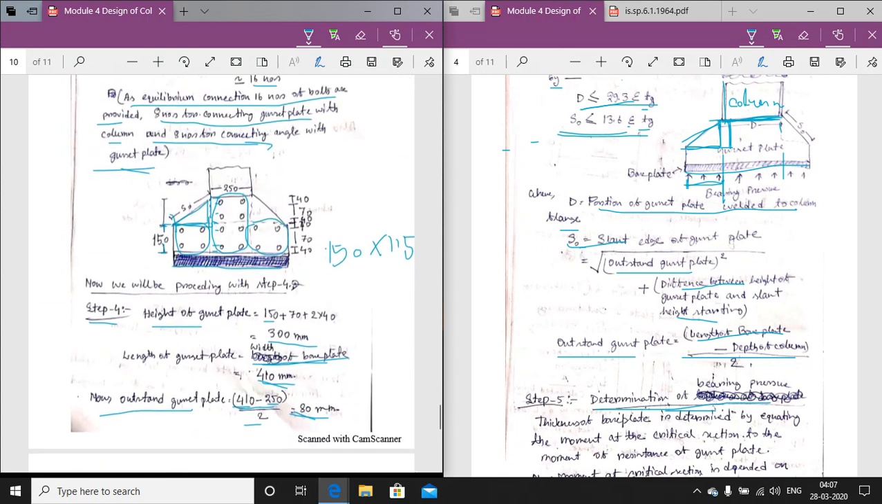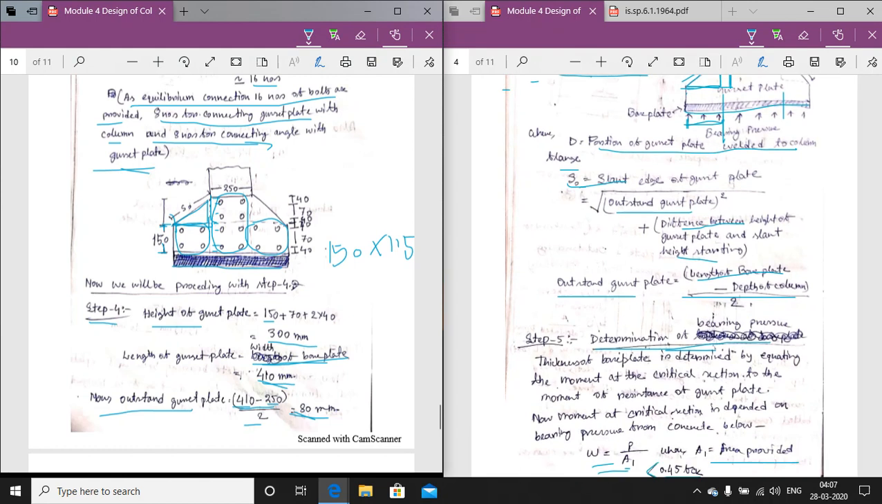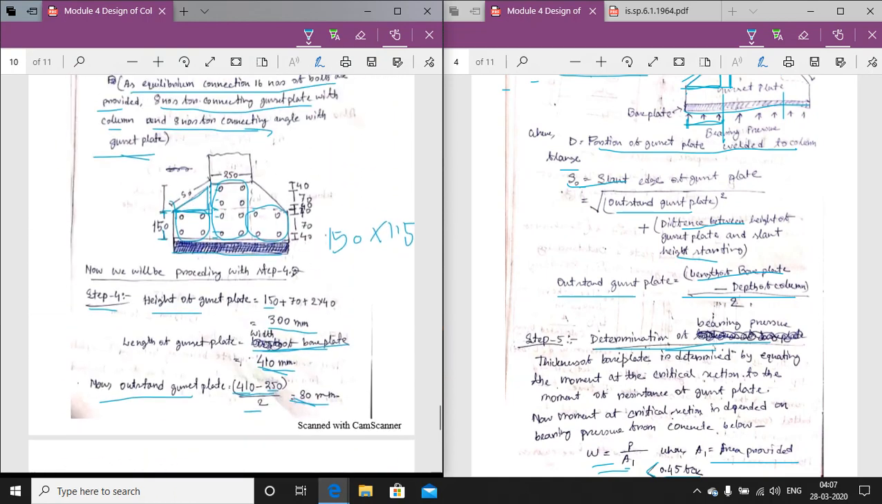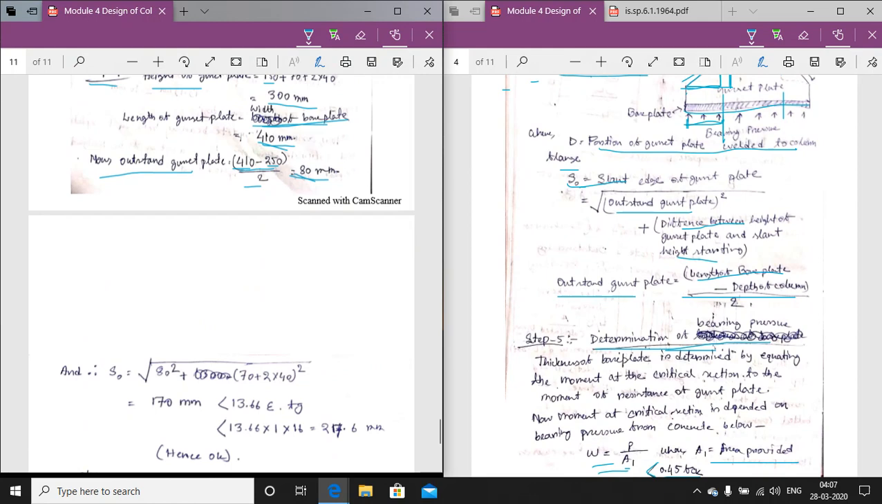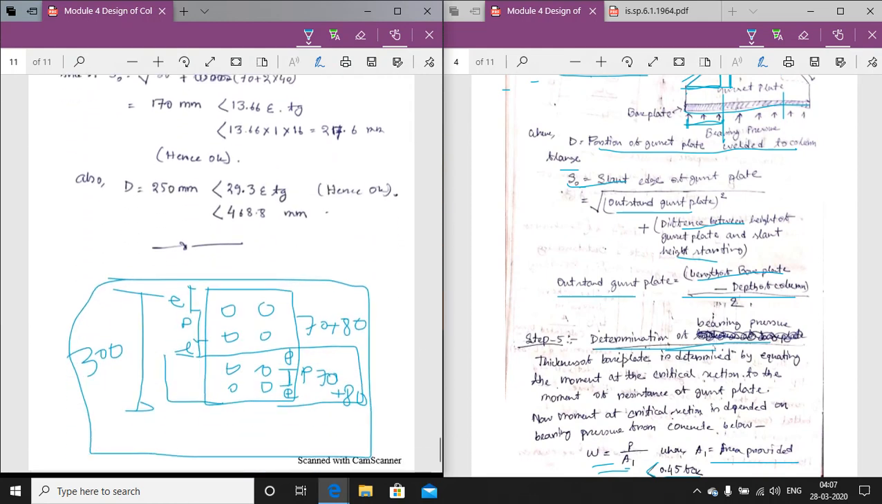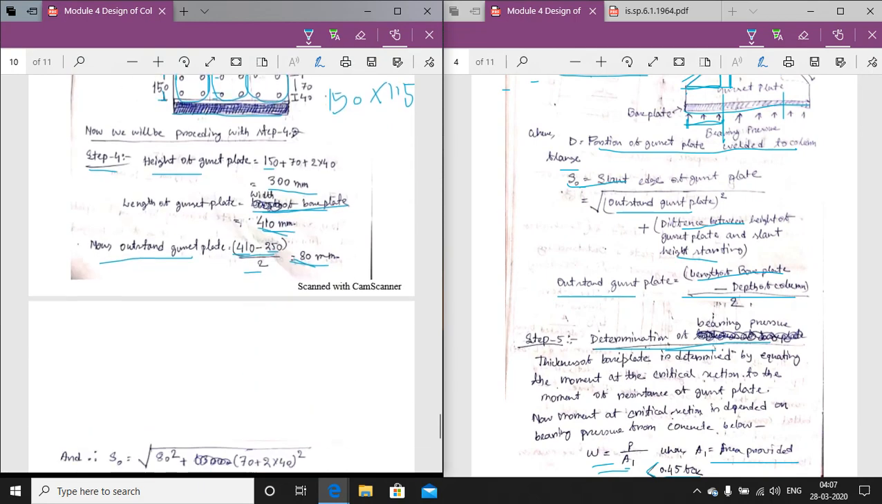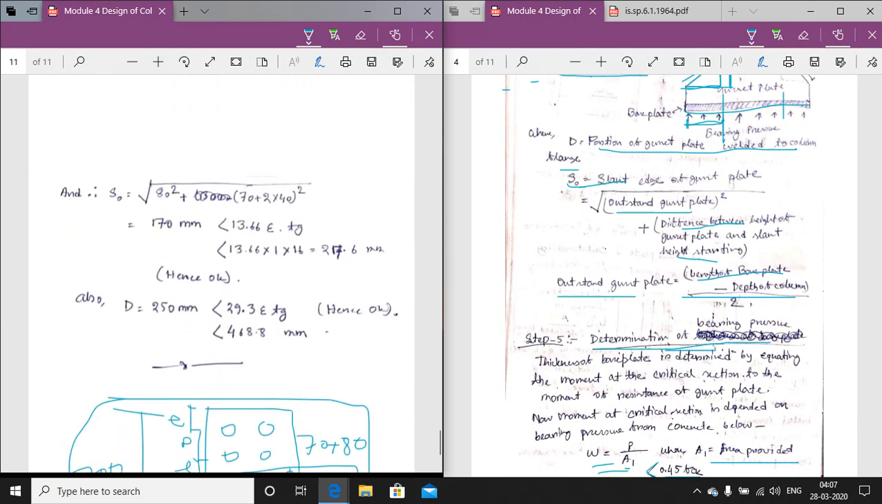Now we have to calculate the difference between the height of the gusset plate and the starting point of the slant. The height of the gusset plate is 300 and the starting point of the slant is equal to 150. So that height is equal to 150. Here it is also shown that 70 plus 2 into 40, that is 150 square. Only this part is 150 square. So it is equal to 170 mm.